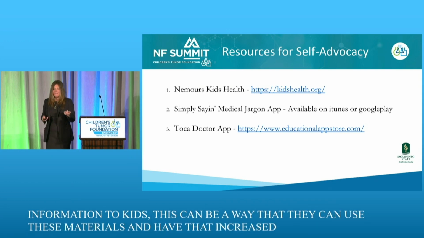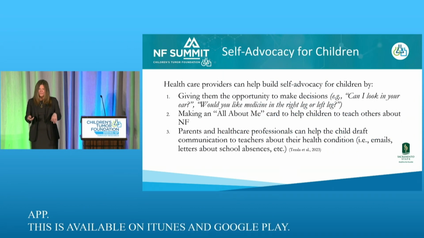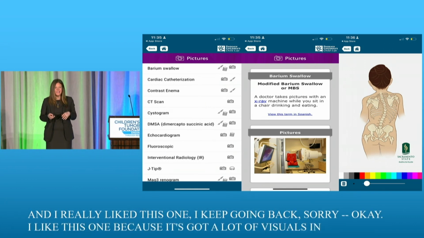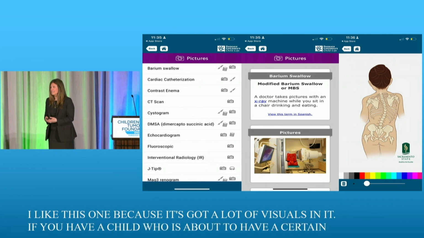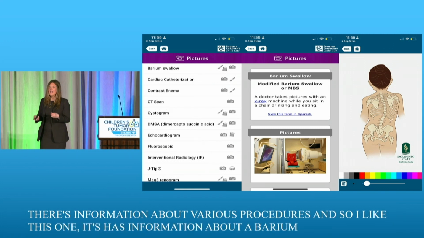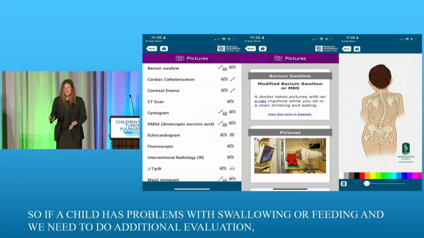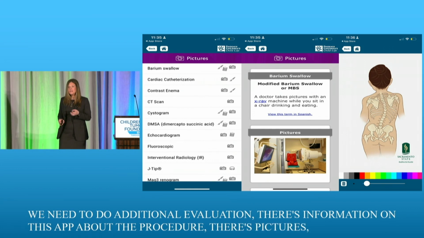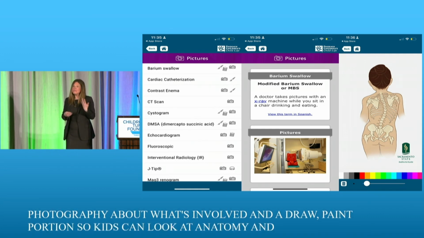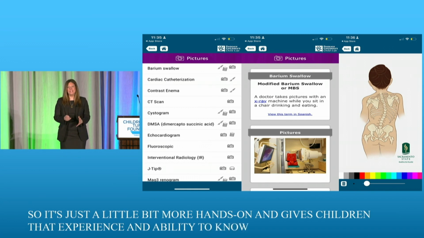And then finally, there's a Simply Saying Medical Jargon app. This is available on iTunes and Google Play. And I really liked this one. Sorry, I keep going back. Okay. I like this one because it's got a lot of visuals in it as well. So if you have a child who is about to have a certain procedure, there's information about various procedures. For example, it's got information about a barium swallow study. So if a child has problems with swallowing or feeding, and we need to do additional evaluation to look at the mechanism for feeding or swallowing, there's information on this app about the procedure, there are pictures and photography about what's involved, and then there's also a draw and paint portion, so kids can actually look at anatomy and interact with it prior to the day. So it's just a little bit more hands-on. It gives children that experience and ability to know what's coming so that they can be an optimal patient self-advocate.